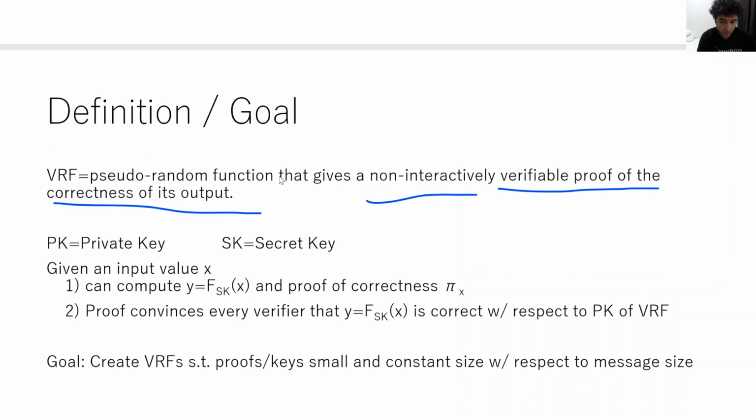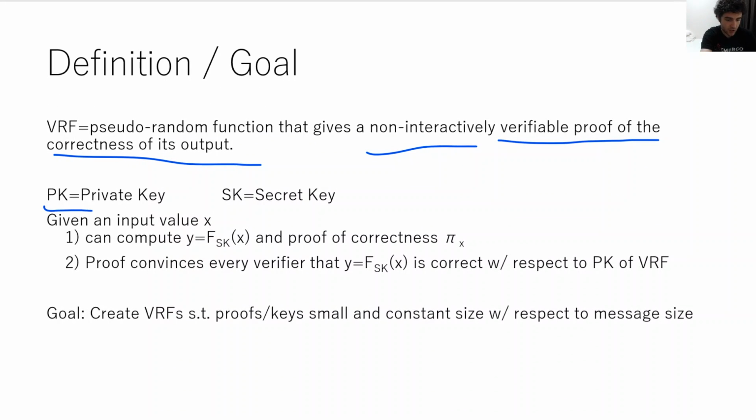Okay, so slightly more formally, we'll say if you have a public key pk and a secret key sk, then given input value x, you can compute y equals f of x, and then you will also have a proof of correctness pi of x. Okay, and we want this proof pi of x to convince every person that wants to verify that the result y equals f of x is correct with respect to the public key and the verifiable random function.